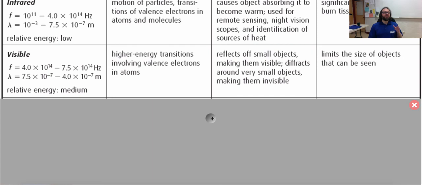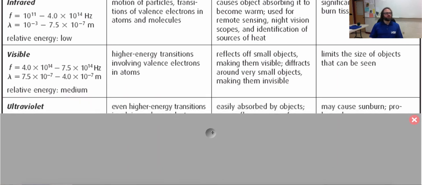So basically it reflects off small objects, making them visible. It diffracts around very small objects, making them invisible. A problem with it though is it limits the size of objects that can be seen. Not all things can be seen with visible light.